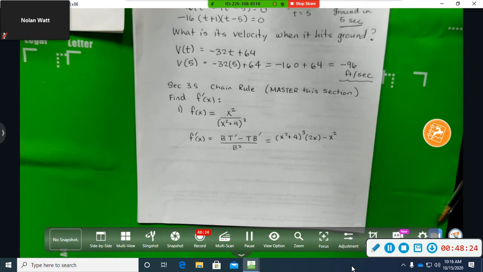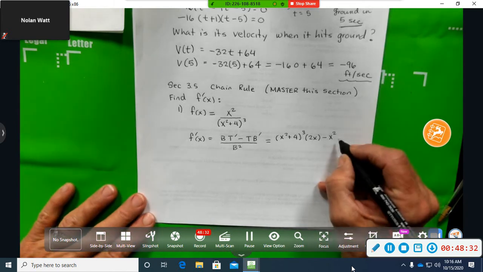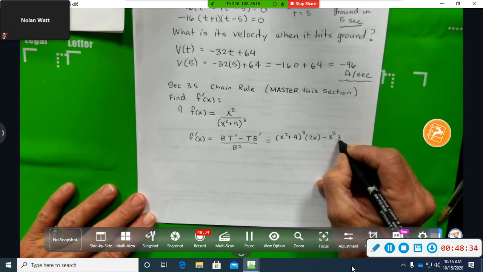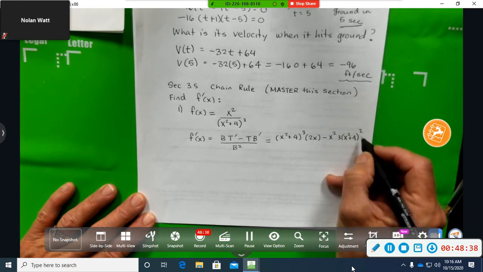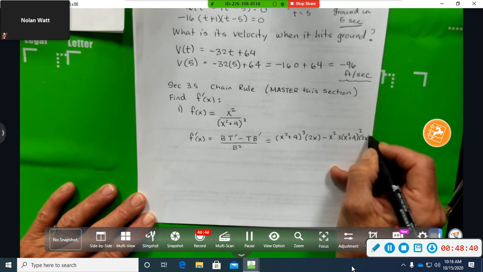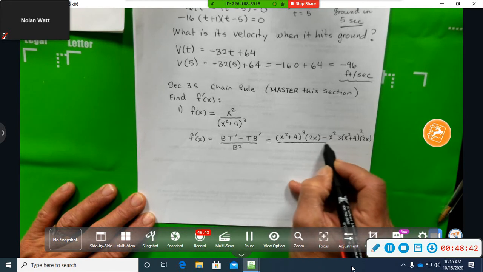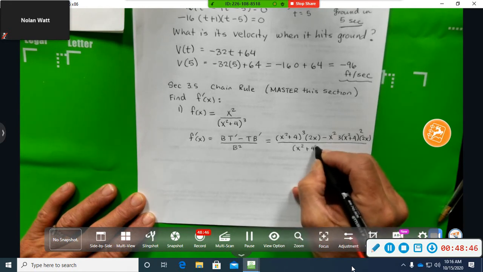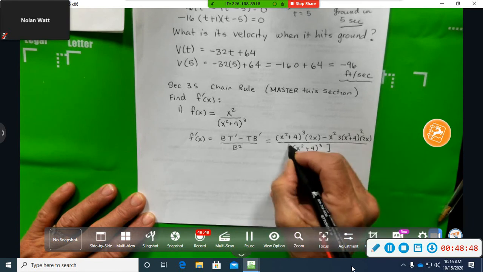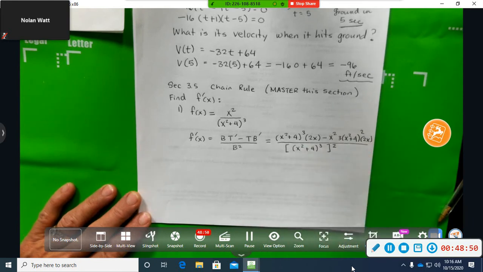We've got a quantity to the third power. So you bring the power down, raise the quantity to one power less, multiply by the derivative of what's inside. So we'll have 3 times x squared plus 4 squared. The derivative inside gives me another factor of 2x, all over the bottom squared. Everybody happy with that part?